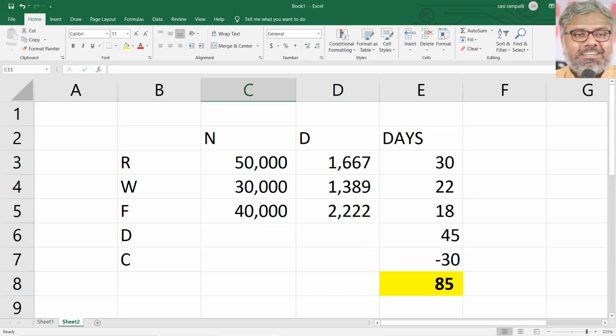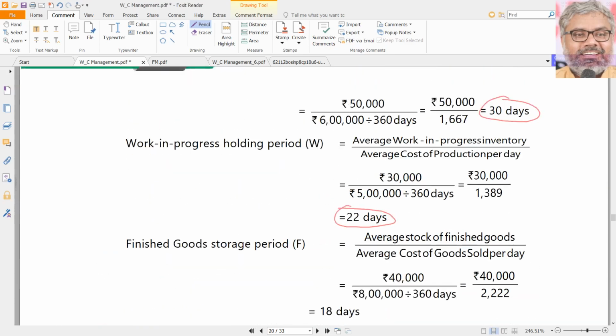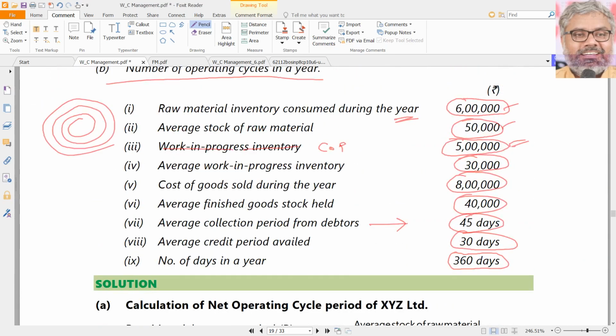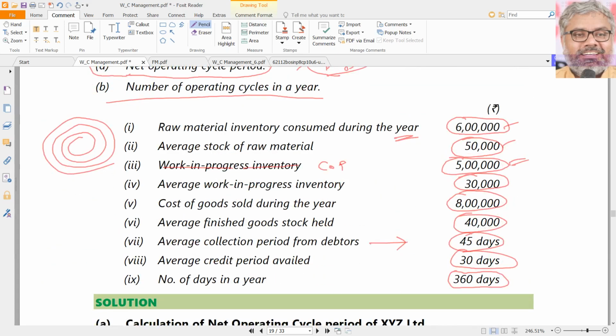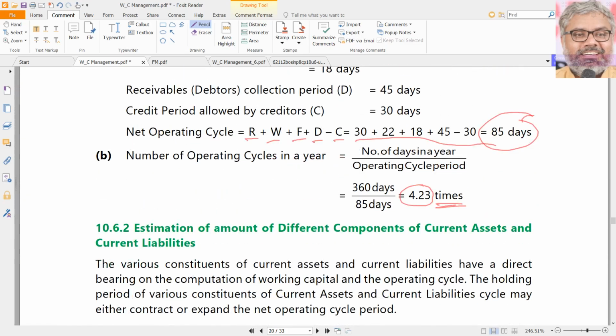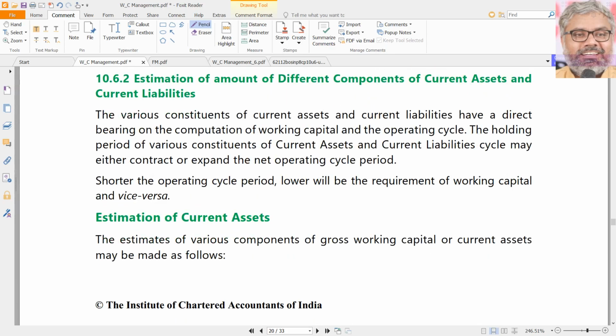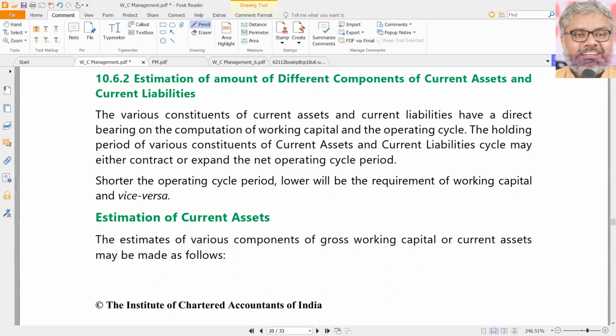Okay, that is the way to compute operating cycle. And if we know the average annual operating cost, then we can even know how much is going to be the working capital requirement. Since in this question that is not asked, only operating cycle and number of cycles is asked, we have computed that only average operating cycle as well as the number of cycles that can be there in a year. That is about first type of method.